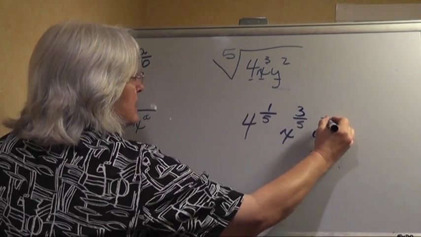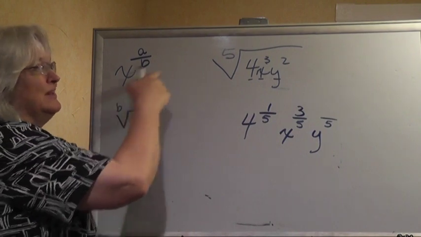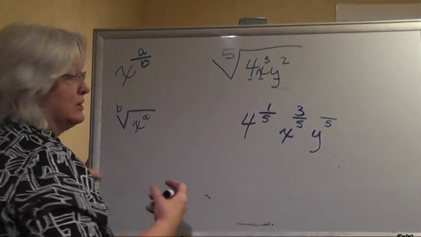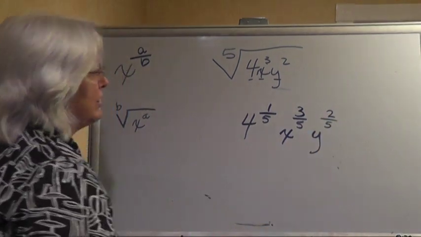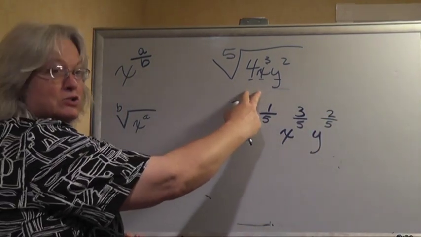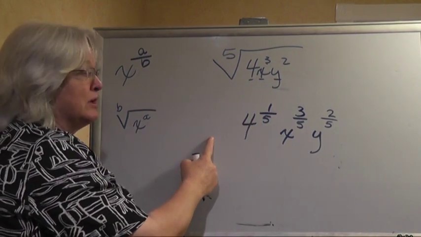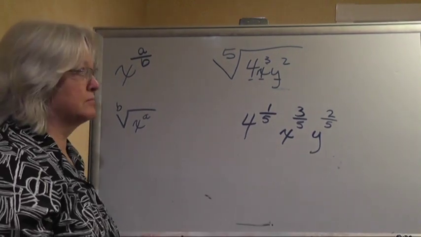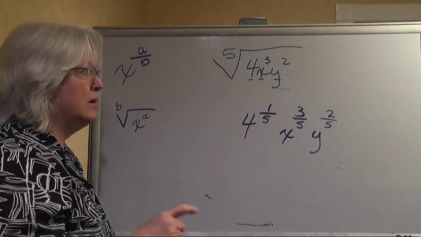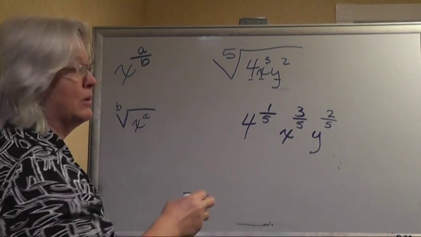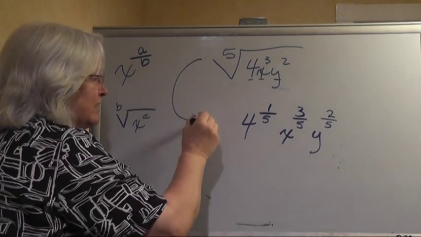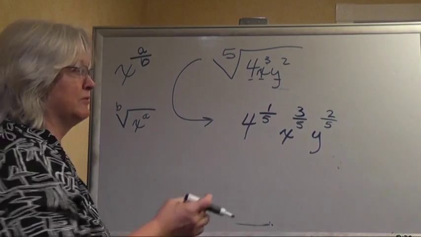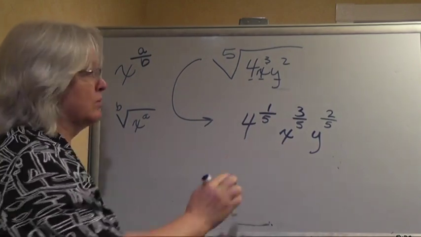Y, again, has the same denominator of 5. It's that index of a radical. The numerator, a, is the exponent associated with the y. So writing the fifth root of 4x cubed y squared using exponential notation is 4 to the 1/5, x to the 3/5, y to the 2/5. And just in and of itself right now, you think, why in the world would you want to do that? Well, it's not helpful in this particular example, but they're just teaching you to convert back and forth between the two forms, because there will be a lot of times that it is much easier to work with.